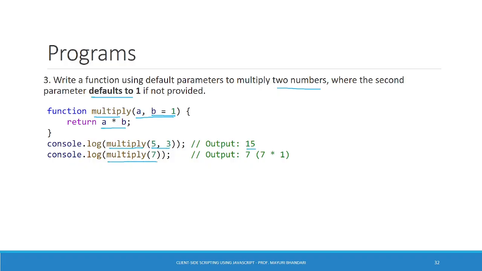In second call we have passed only one parameter. So default parameter will be used. So 7 * 1, that is 7, will be returned.